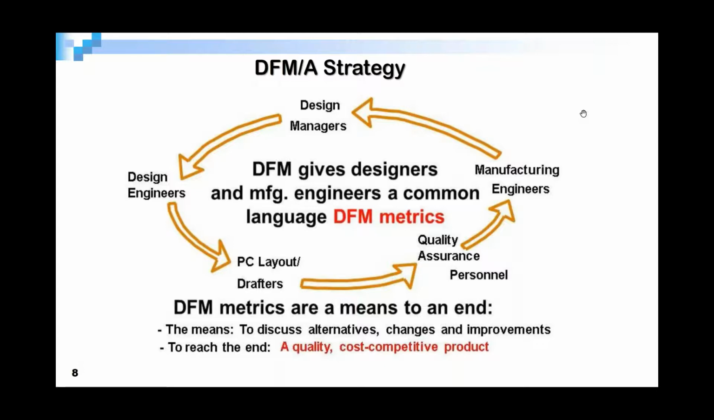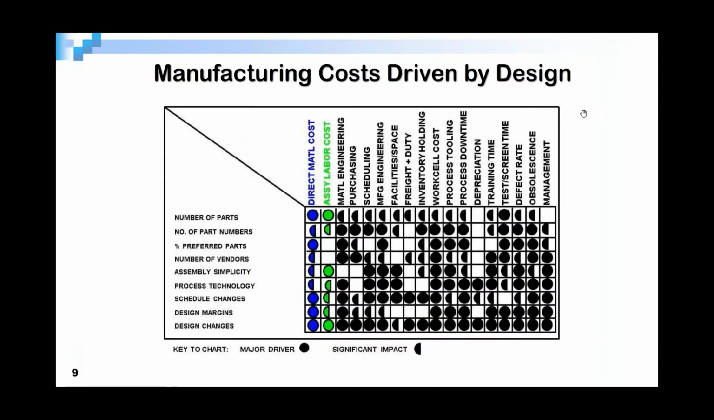And that's because one thing about DFMA strategy is it gives designers and manufacturing engineers a common language, which are the design for manufacturing metrics. So if you've never heard of design for manufacturing metrics, because they don't exist in design rule checking, those are just design rules, then you begin to understand that the DFM metrics are really a means to an end to discuss alternative changes, improvements to reach a quality, cost competitive product. Because one of the basic tenets of DFMA is that manufacturing costs are driven by design.